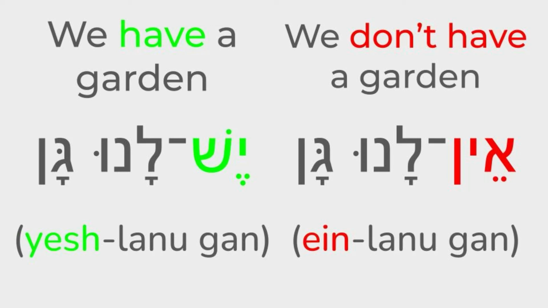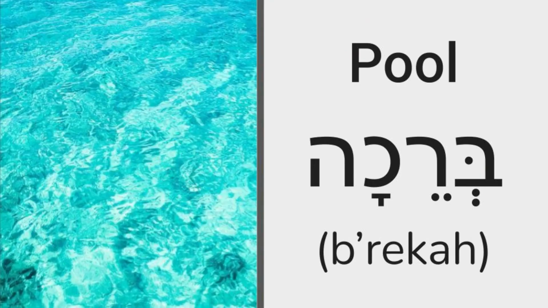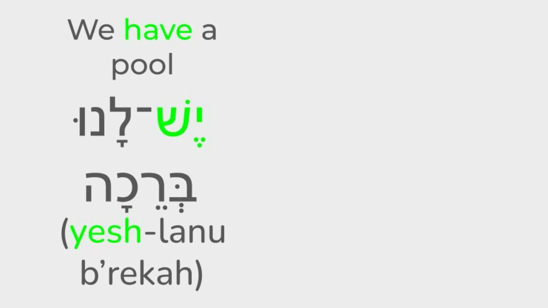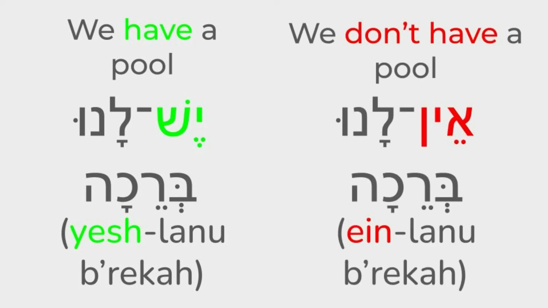Let's also learn the word for pool. In Hebrew, pool is breka. Breka. Does your family have a pool? If you do, say yesh lanu. We have breka, a pool. Yesh lanu breka. We have a pool. And if you don't, say ein lanu. We do not have breka, a pool. Ein lanu breka. We do not have a pool.